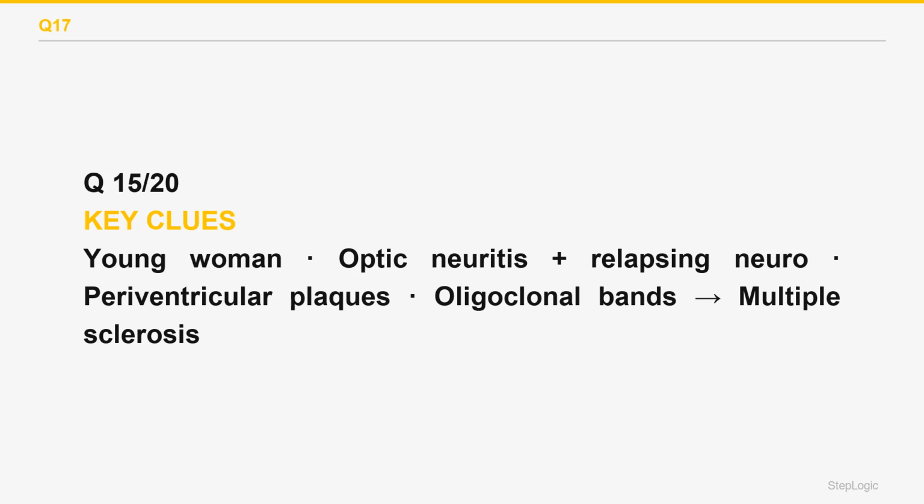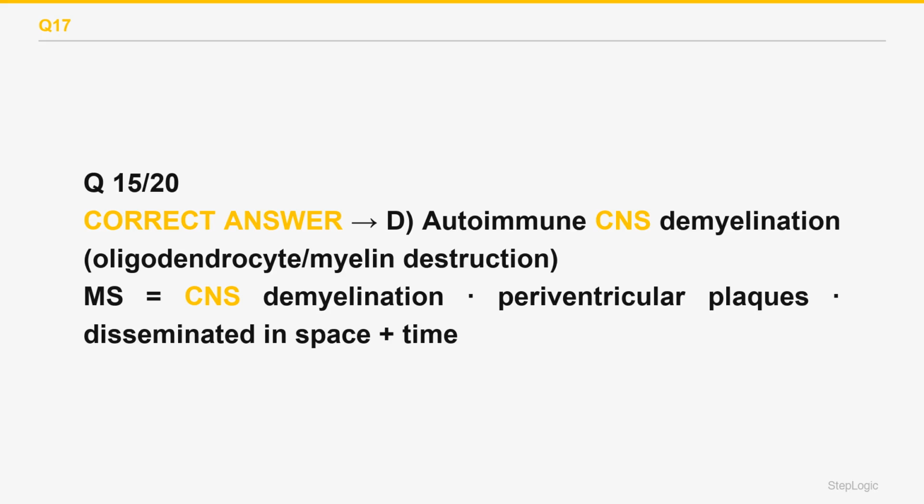The clinical hallmark is lesions disseminated in space and time: different neurologic deficits, at different times, affecting different parts of the CNS, with relapses and remissions. Optic neuritis, painful monocular vision loss, is a classic presenting episode, along with internuclear ophthalmoplegia, sensory and motor deficits, and bladder dysfunction. The correct answer is D.